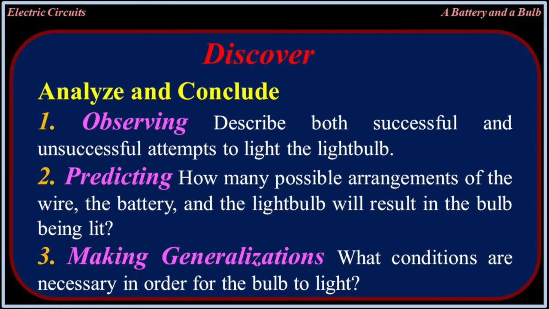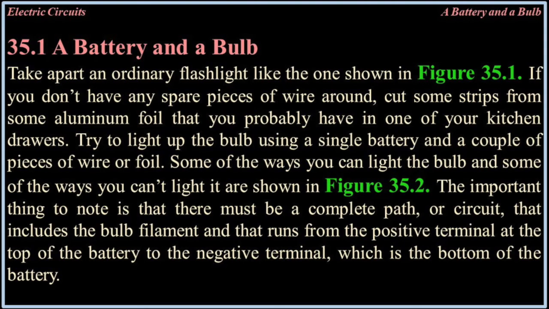Analyze and conclude. 1. Observing. Describe both successful and unsuccessful attempts to light a light bulb. 2. Predicting. How many possible arrangements of the wire, the battery, and the light bulb will result in the bulb being lit? 3. Making generalizations. What conditions are necessary in order for the bulb to light?